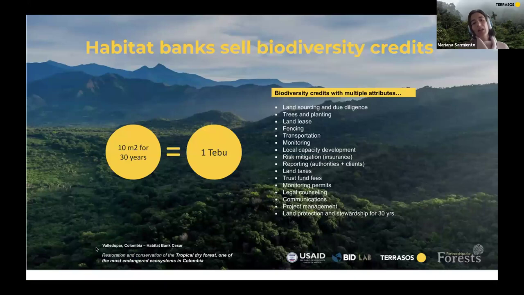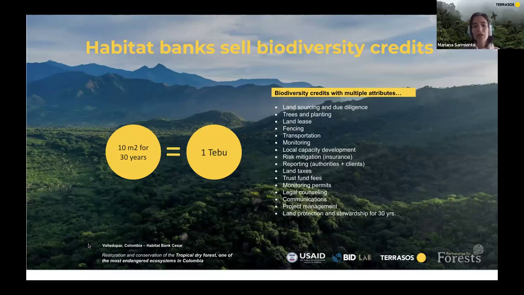So at the end of the day, habitat banks sell biodiversity credits, or sell TEBUs, and each TEBU represents 10 square meters for 30 years. But what's in a TEBU? And this is really important, because TEBUs not only represent an area, but the cost and the price of a TEBU is associated to the management cost, but also stewardship.